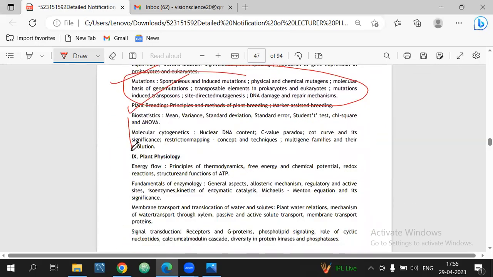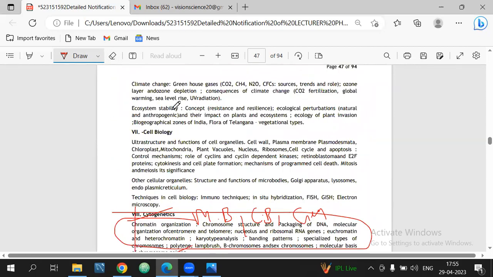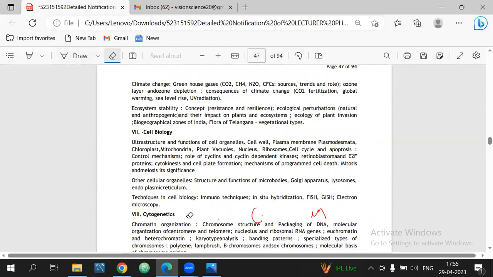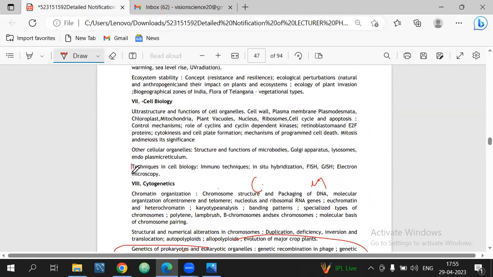But if you look into the DL, these two are extra added, only these two. You have to study the techniques related, especially biostatistics techniques and molecular cytogenetics. Very easy, it's not difficult concepts at all. Then cell biology. Of course, what is the difference between JL and DL? Only there is an addition of the techniques, that's all. Remaining else will be common for the JL as well as the DL.